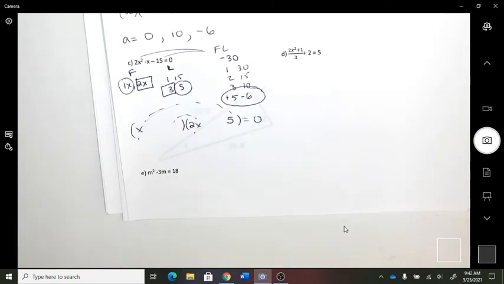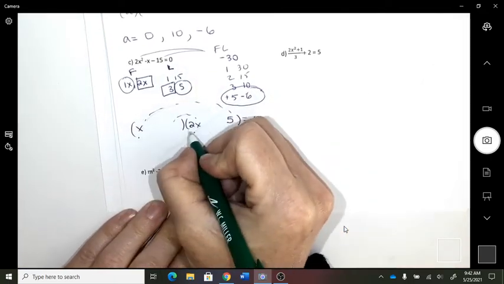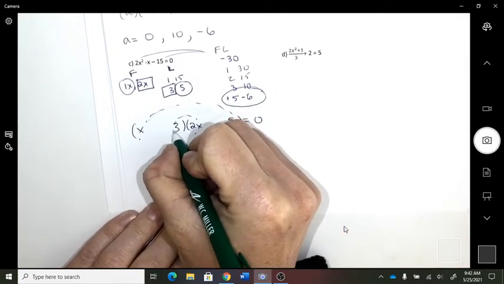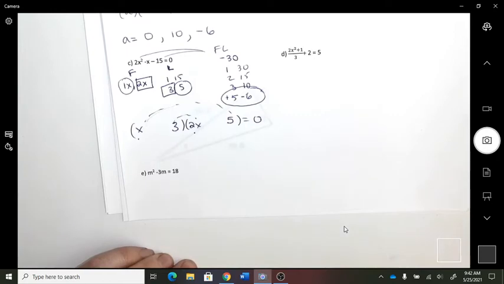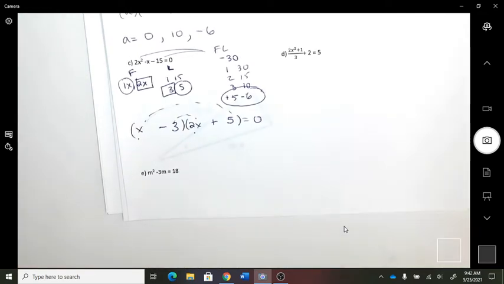Yours will just be, if you did it, yours will just be switched. It's like telling me 3 times 6 and 6 times 3. Those are the same thing, so it doesn't matter which bracket you put first. And then I partnered that. And I need a -6, so that's negative, positive. So if you had done that the other way, yours would just look like that. 2x plus 5 times x minus 3.